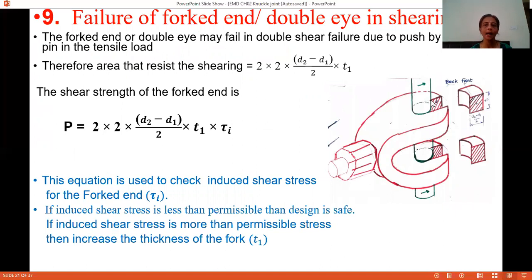So it will be double shear failure. Double shear failure, two eyes, there will be 2, and this length is d2 minus d1 by 2 and height is t1. So that becomes the area resisting failure. Strength equation will be area into tau induced. From this equation, we can easily find induced shear stress, and it should be less than permissible for safe design of forked end.